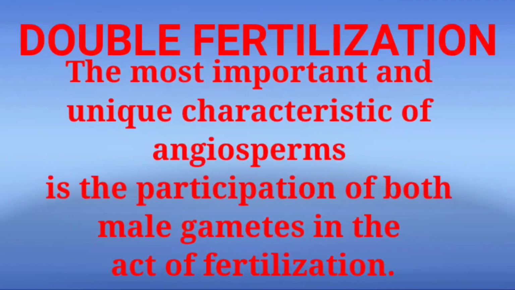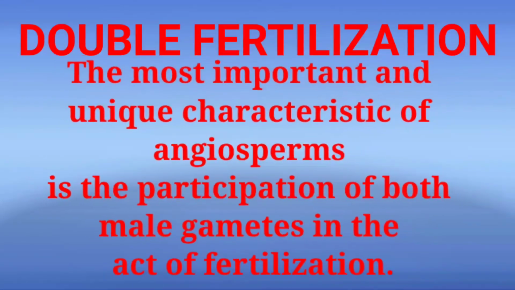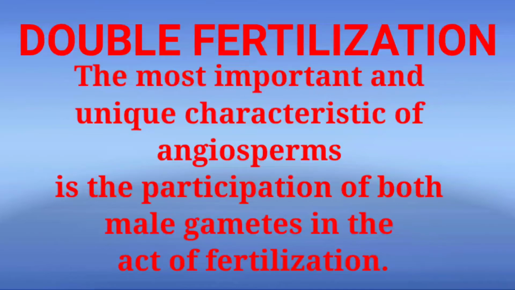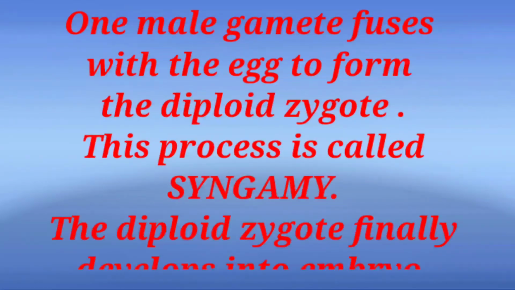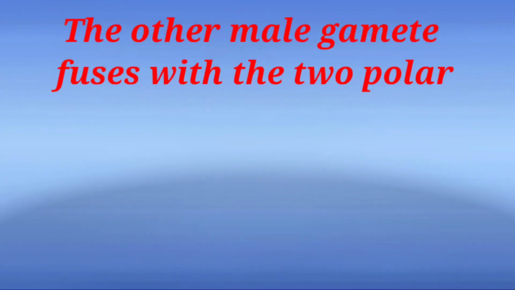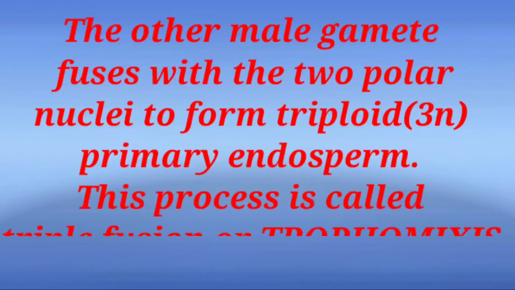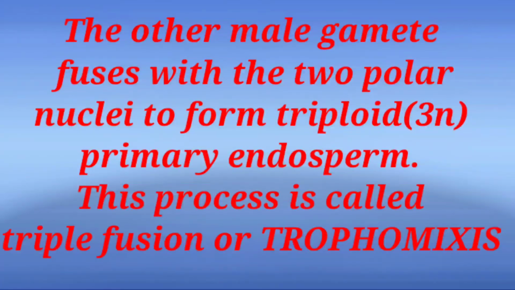apparatus. And now the double fertilization starts taking place, which is a unique characteristic of angiosperms, in which the participation of both male gametes takes place. So one of the male gametes, as we know, fuses with the egg to form the diploid zygote, and this process we call syngamy. The other male gamete fuses with the two polar nuclei to form the triploid nucleus, and we call it triple fusion.